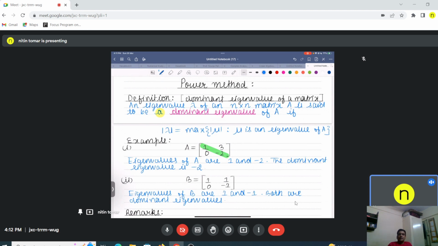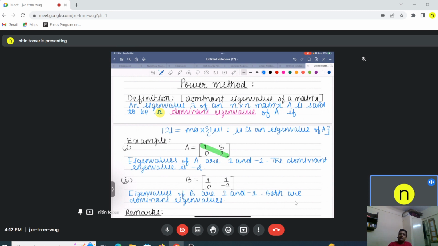So the power method is a method to find the dominant eigenvalue of a matrix and the eigenvector corresponding to it. Now what is a dominant eigenvalue? An eigenvalue, we know what is an eigenvalue. Now the dominant eigenvalue is an eigenvalue among all the eigenvalues which has the maximum modulus.